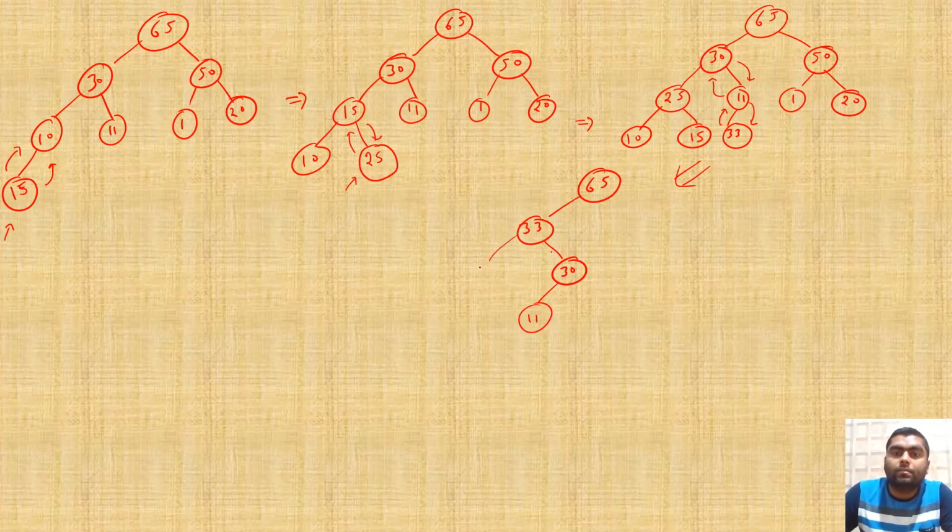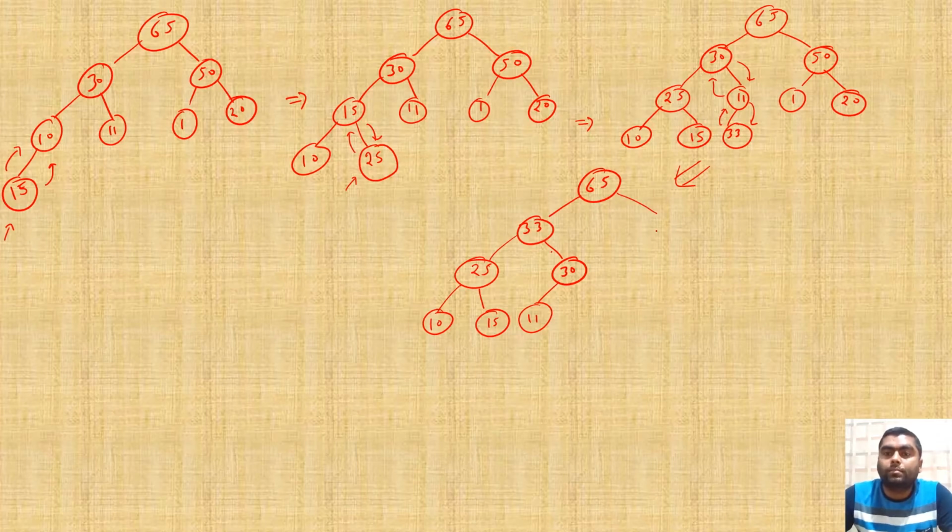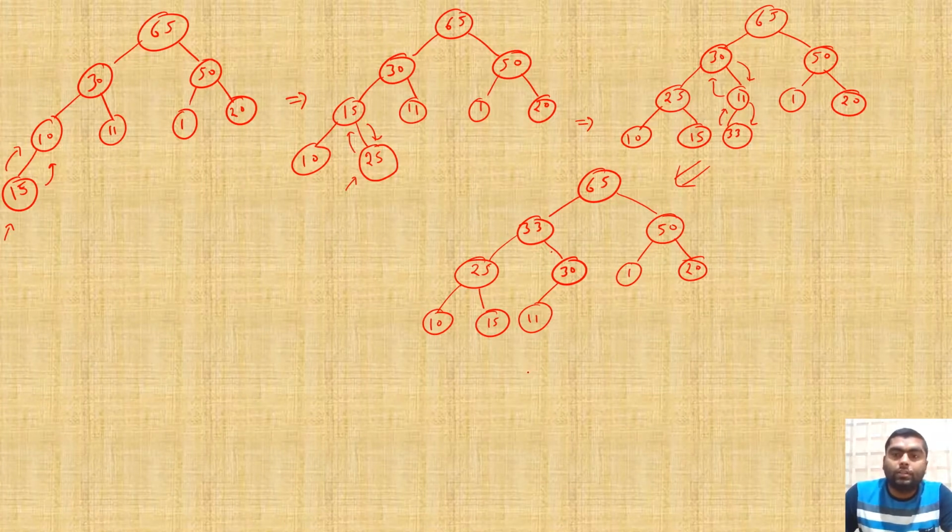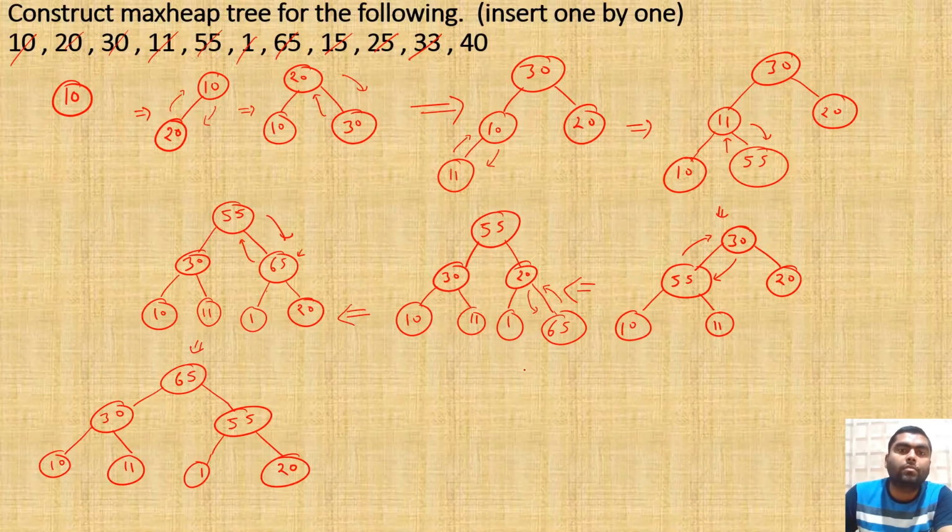After this, left is also same, so 25, and left is this 10, and right of 25 is what? 15. So it is same, and right part is also same, it is 50, and left is 1 and 20. Okay, yeah, so I think it is okay. Of course, at each and every node, value is greater as compared to its children. Now, what is the next value? The last value to be inserted is what?